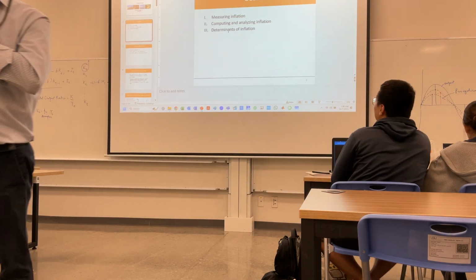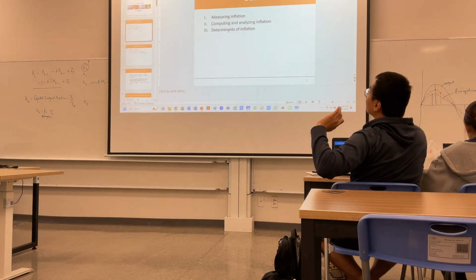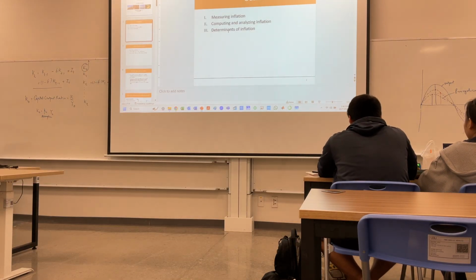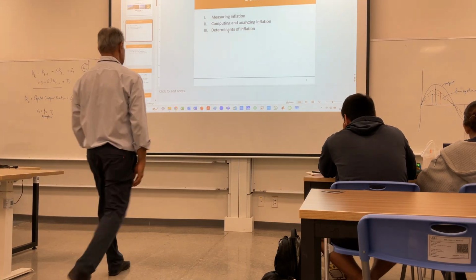We said that economic policy makers are interested in the economy in terms of stabilization. One of the important aspects of stabilization is stabilizing output. The second important aspect of stability is price stability. Okay, so let's look at price stability, the issue of price stability.